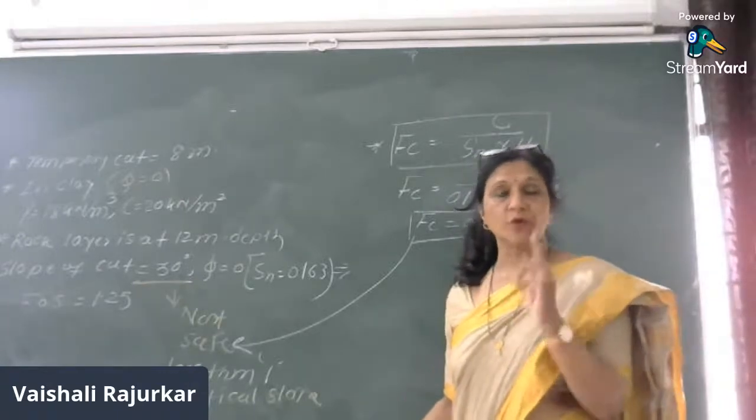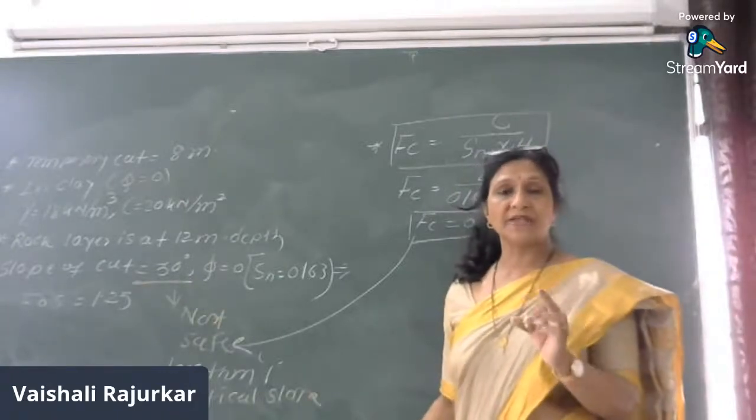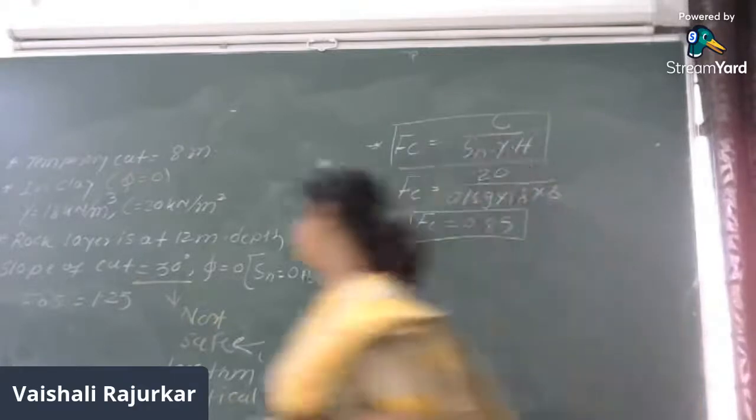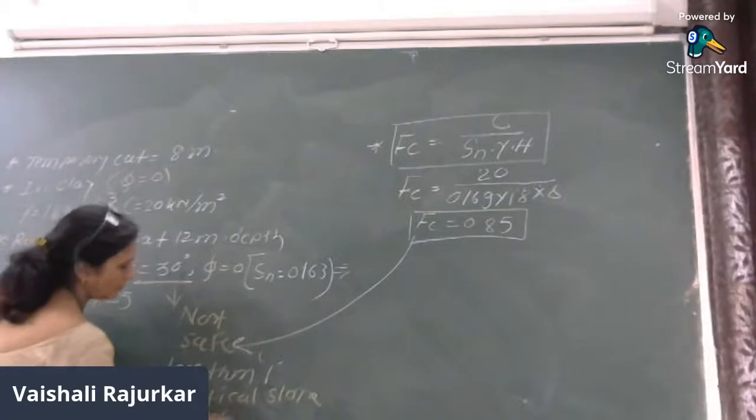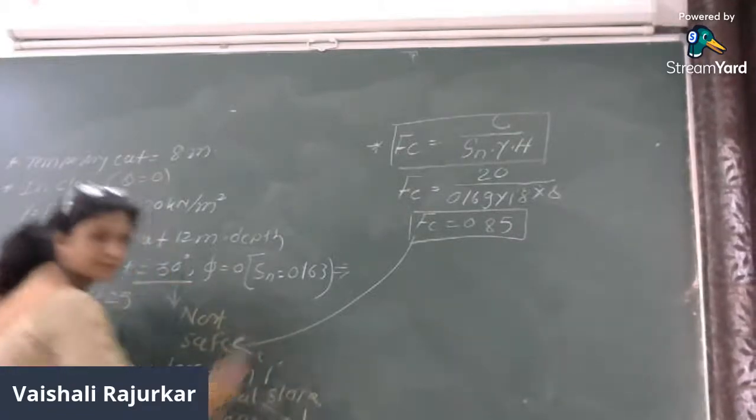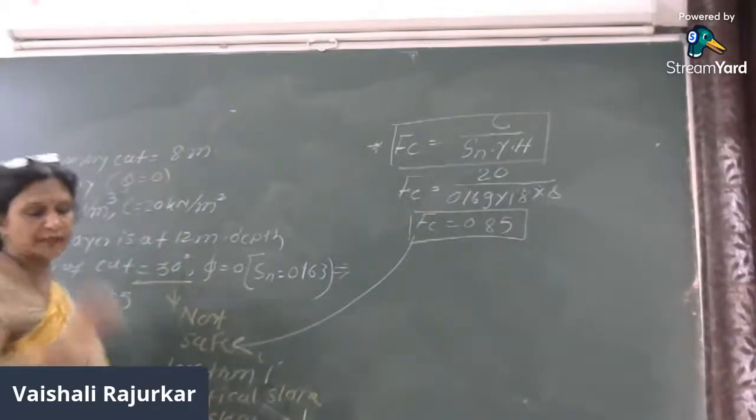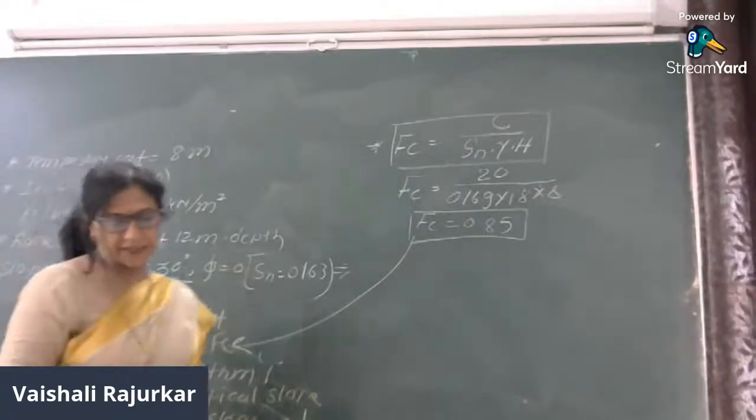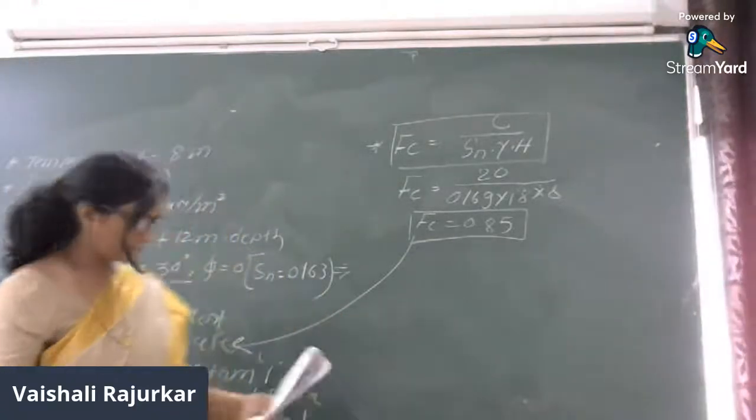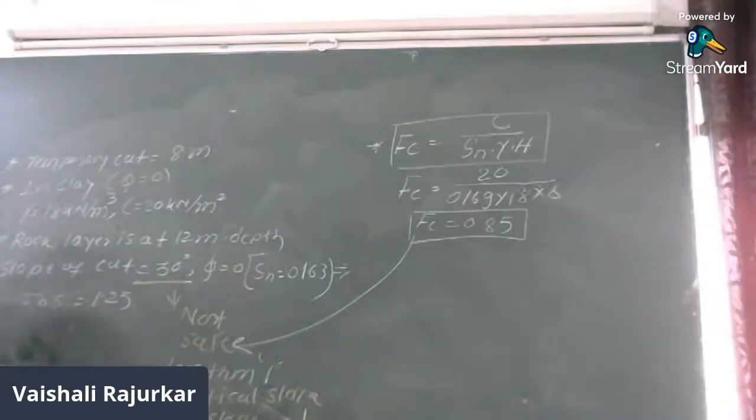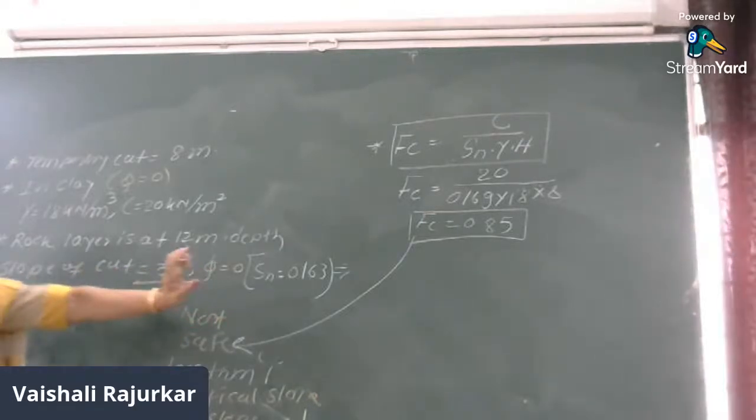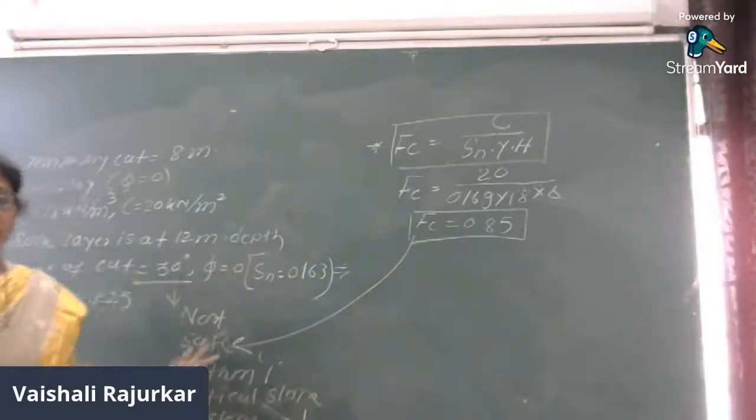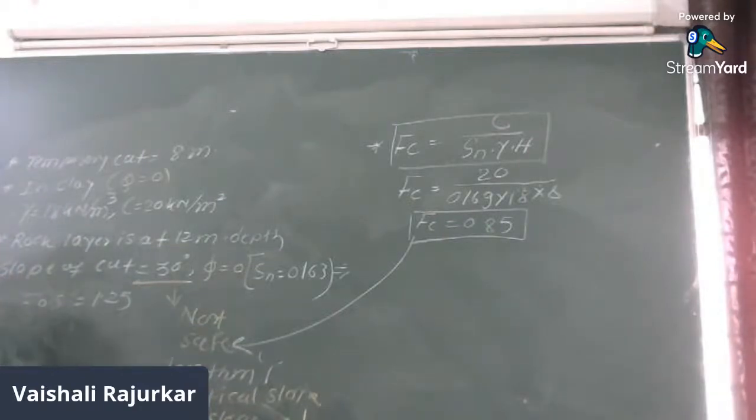Always remember that, and therefore we always want a safe slope, which is more than 1. Safe slope is more than 1. So in this case, we will just calculate. Now, the proposed slope is unsafe, as the factor of safety is 0.85. Means the proposed slope is an unsafe slope.